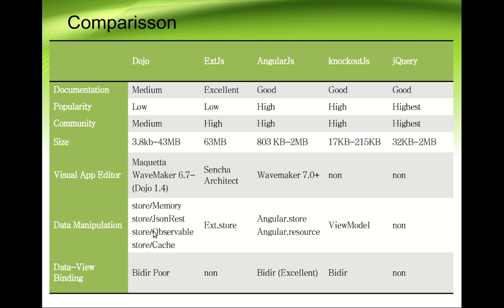In Dojo they use four kinds of data manipulation: store memory, store JSON rest, store observable, and store cache. As you can imagine, store memory is fully in memory, and JSON rest is the one in charge of sending requests to the server and getting the data. Observable is the one where you create an observable to have events every time that you save or edit the store. You can get notified when the store is edited. And cache is used in conjunction with those three to cache the values from the server, so that you don't need to make a new request to the server.